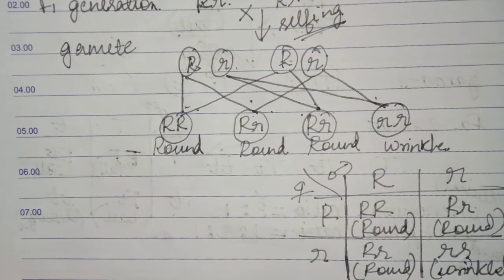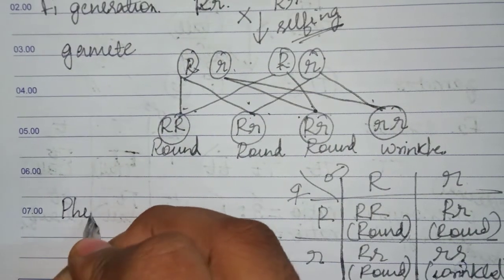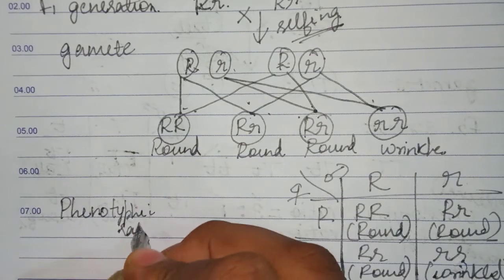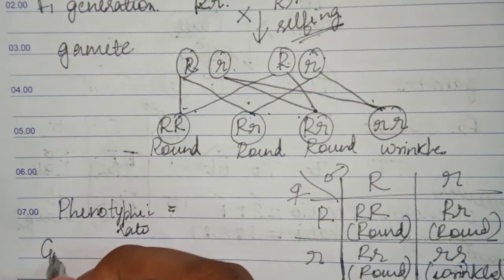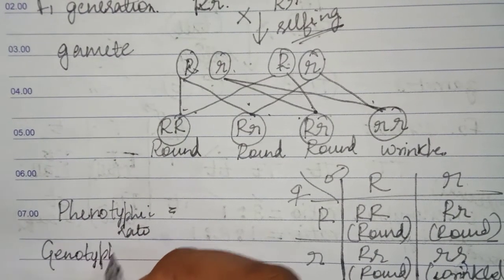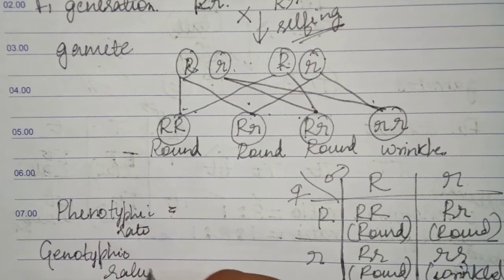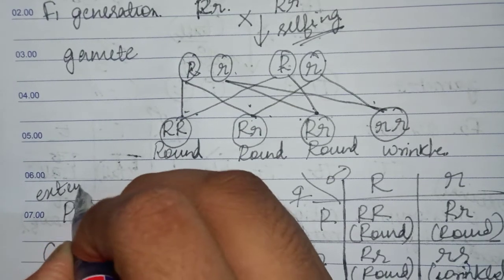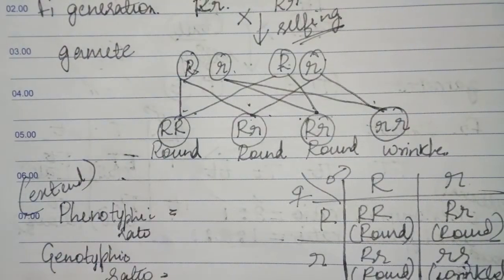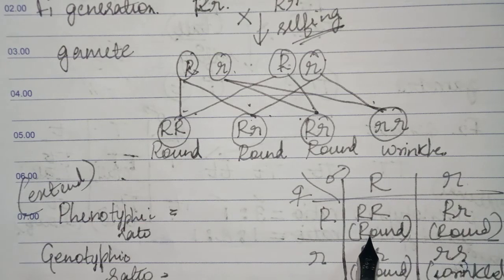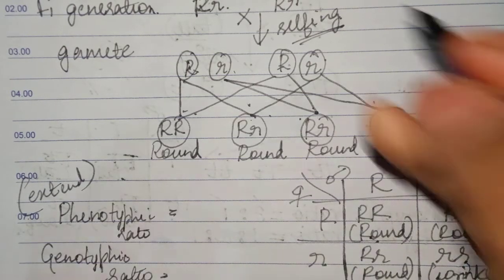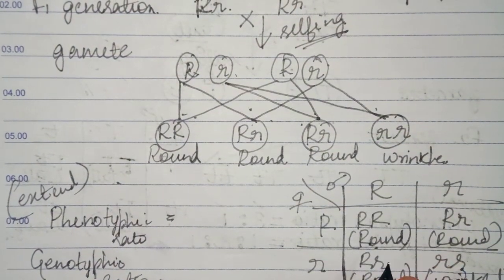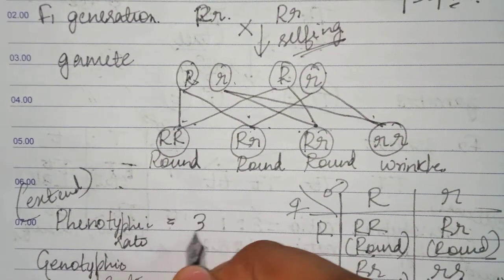Now you finally conclude your steps using the phenotypic and genotypic ratios. As I explained in the previous video how to find them, let me explain again. Phenotypic is something external. We consider whether the thing is round or wrinkled just by appearance. So you have 3 round and 1 wrinkled.